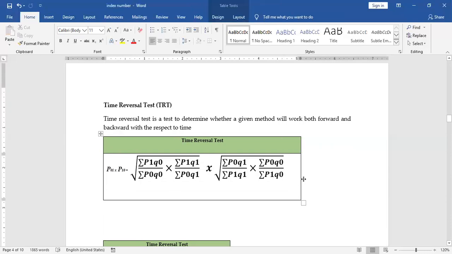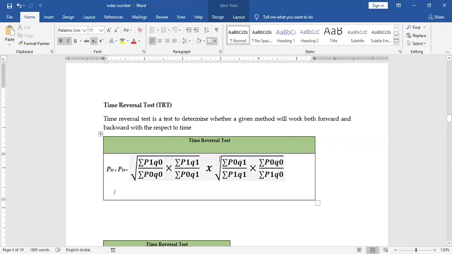Okay, I can highlight this. These two are last year's and past year's: P1 Q0 divided by P0 Q0, and P1 Q1 divided by P0 Q1. It is last year's and past year's.